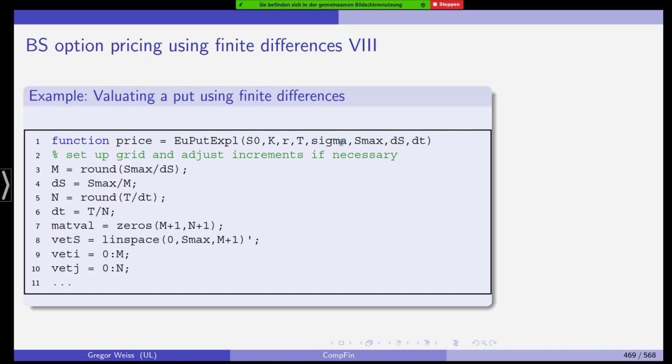We need actually the same input parameters as before, but we need a maximum stock price. And then we have to set up our grid, adjust the increments if necessary. We divide Smax by ds. We need to round this. This is supposedly a discrete lattice. ds is Smax divided by M. N equals round T divided by dt. And then dt, the steps in time, is T divided by N.